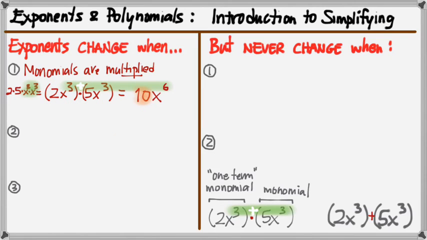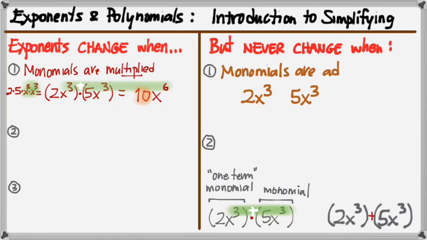So if in that example the exponents changed, let's talk about when the exponents wouldn't change. When do exponents not change? We decided they changed in this example right here. What about the example on the right? In the example over here, 2x to the third plus 5x to the third, how do I understand what that is? So when I add these two together, exponents never change when monomials are added.